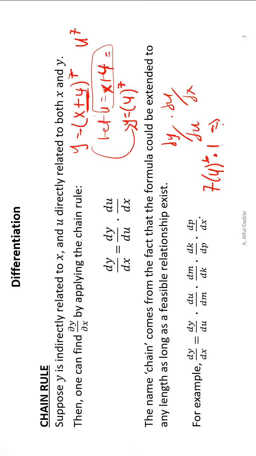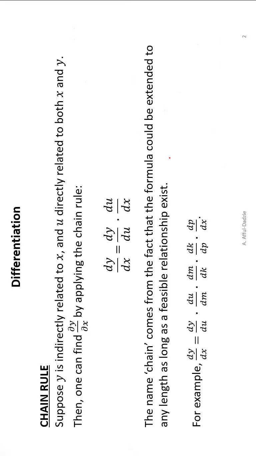So once you're done, you just back substitute into it. So this is like 7, and what is u? u is x plus 4 to the power 6. And all this multiplied by 1. We don't need to. And so this becomes the derivative of this function using the chain rule. So that's the idea. Now, it's called a chain rule because you can have a function within a function within a function. So when you have these kinds of functions, you keep representing, and you break down all the nested functions, and then you try to resolve them.